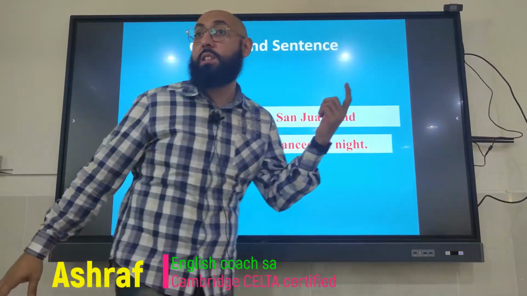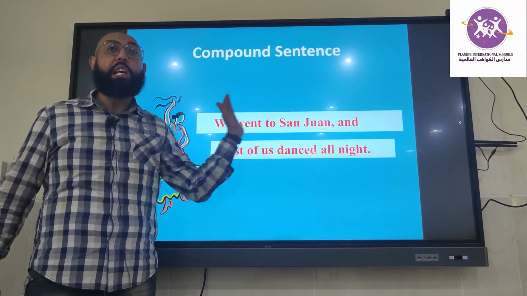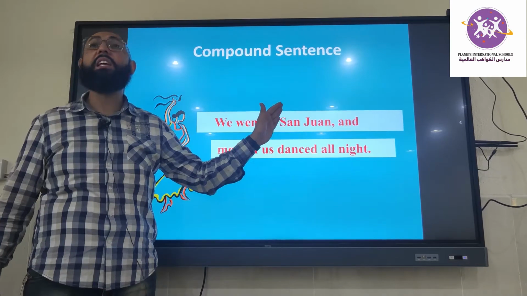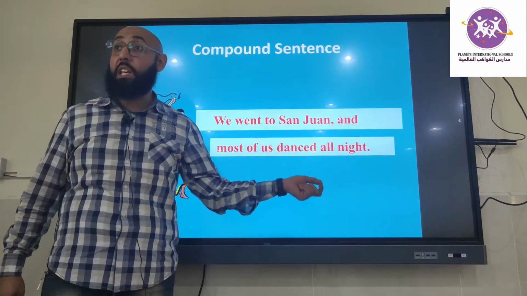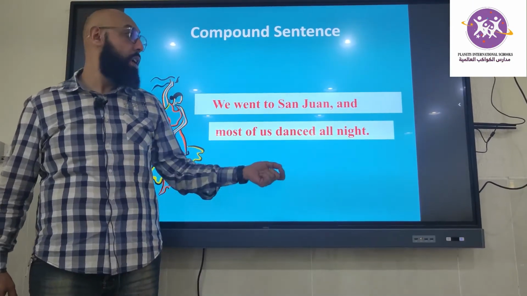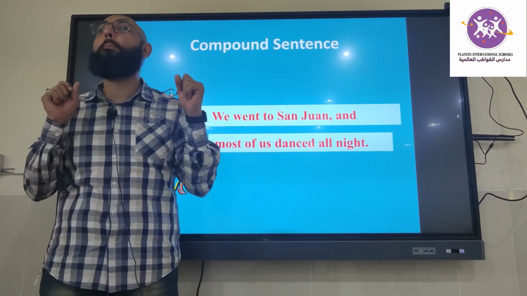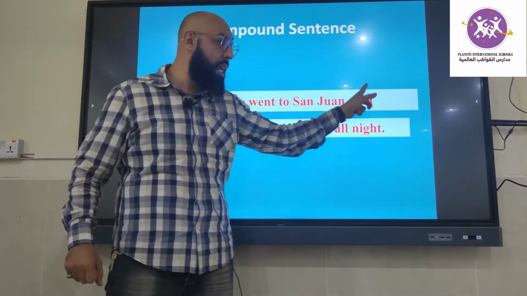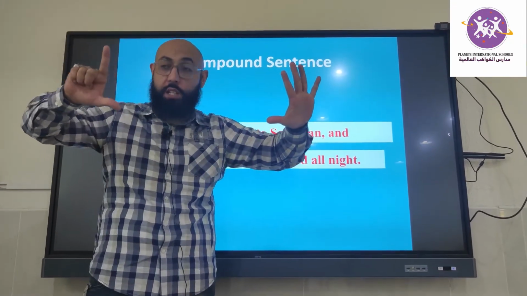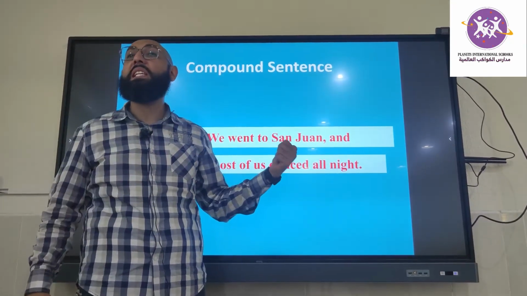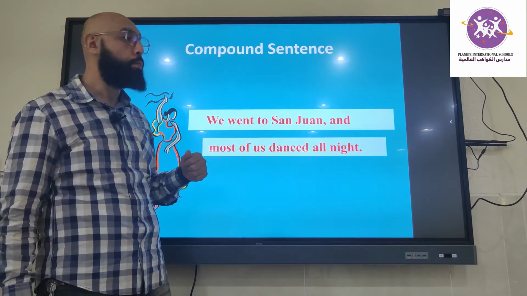Guys, I want you to have a look at these two clauses. We went to San Juan, up to the comma. Did it give you a complete thought? I think yes. Let's go to the second one. Most of us danced all night. Did it give you a complete thought? Yes. So this sentence has two independent, or complete, clauses. And what's in between them? "And" is one of the 7 coordinating conjunctions. All right? So this is a compound sentence. Is it clear? All right.